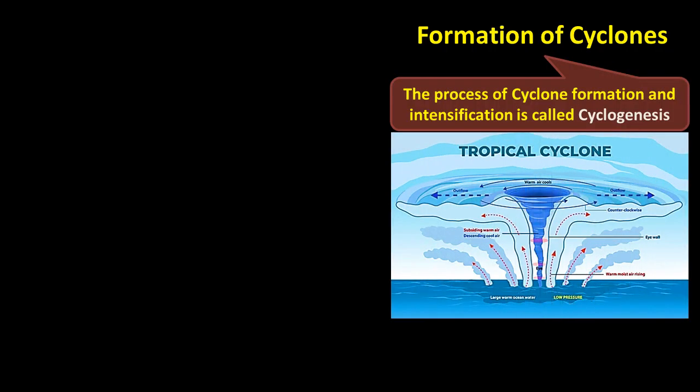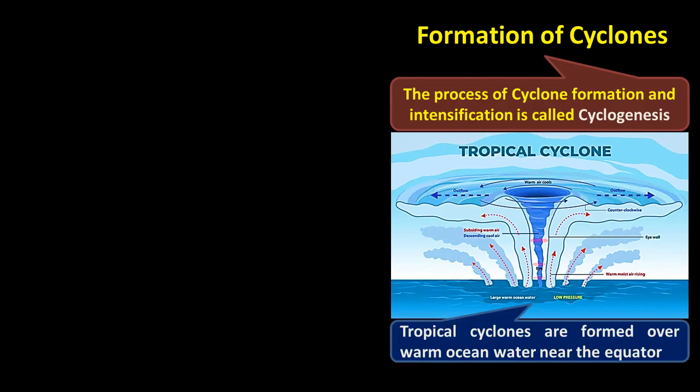Formation of cyclones. The process of cyclone formation and intensification is called cyclogenesis. When it comes to the formation or strengthening of a cyclone, cyclogenesis plays a crucial role. It is an umbrella term to identify several different processes that result in a cyclone. Tropical cyclones are formed over warm ocean water near the equator.